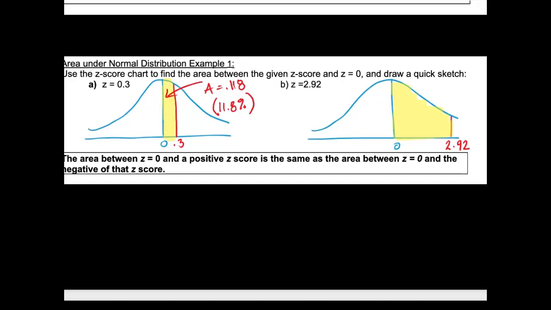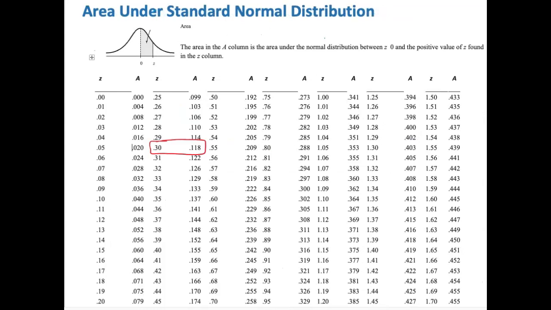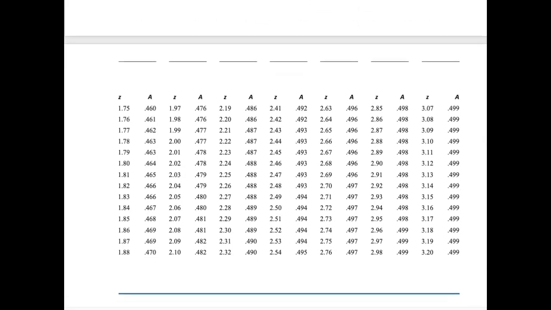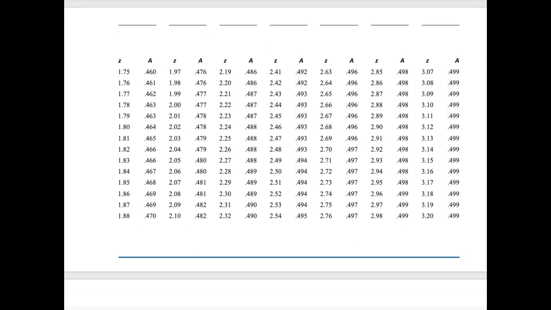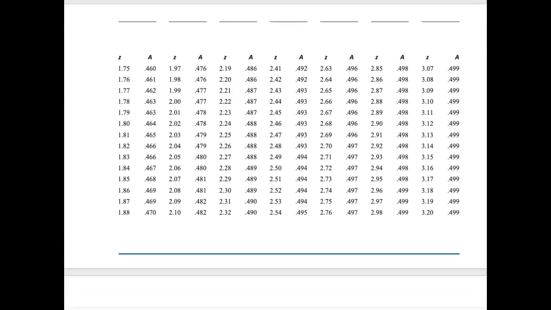And then I'm going to look up on the chart a z of 2.92. So let's see. I'm going to have to scroll a little bit further down than the last one, so I'm looking for z's in the 2s. And then, okay, I think I found it. It looks like z equals 2.92 is right here, and it's got an area of 0.498.